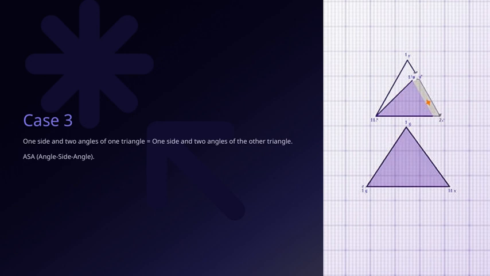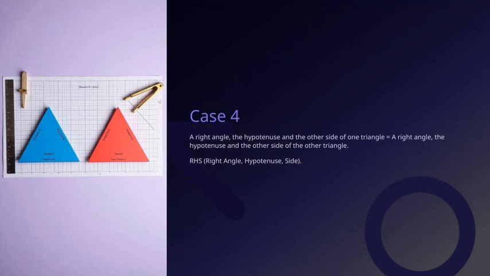Recognizing this pattern helps us understand the broader principles of geometric proof and reasoning. So, in essence, if you can match 2 angles and the included side, you've effectively proven the triangles are the same, which is fundamental in geometric proofs. All right, let's look at case 4.